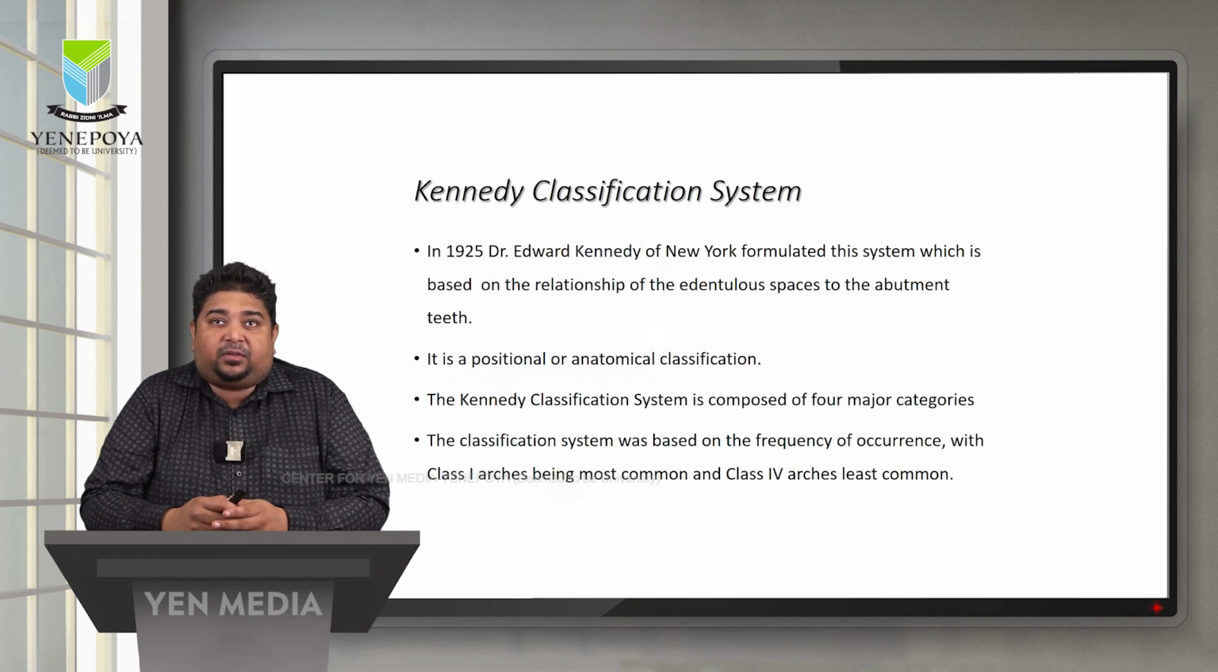So Kennedy's classification was given in 1925 by Dr. Edward Kennedy from New York. He formulated this system which is based on the relationship of the edentulous spaces to the abutment teeth. It's a positional or an anatomical classification. The Kennedy's classification system is composed of 4 major categories. The classification system was based on the frequency of occurrence, with class 1 arches being most common and class 4 arches being least common.